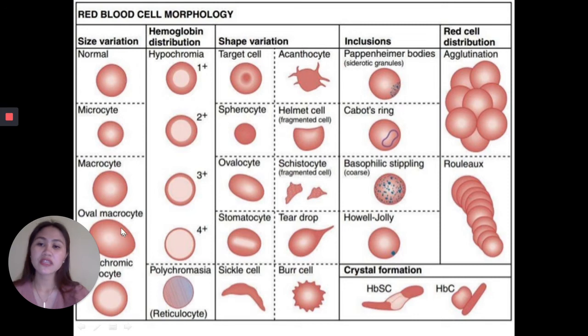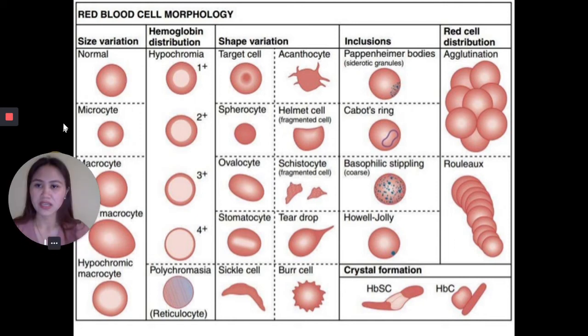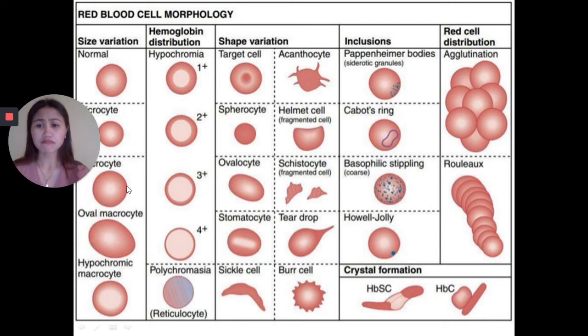If it is big and at the same time it looks like an oval, then you can call it an oval macrocyte. And if the size of your RBC is bigger than normal and the RBC is considered as hypochromic, then you can call it a hypochromic macrocytic cell or hypochromic macrocyte.